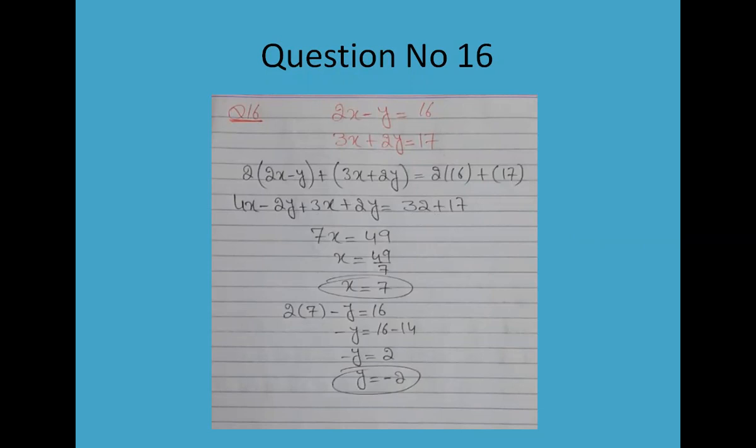So now I will substitute this value into the first equation. In the place of x, I will put 7. So you will have 2 into 7 minus y equals to 16. So you will have minus y equals to 16 minus 14, so you will have 2. So minus y equals to 2. So y will be equals to minus 2. So this is how you will do question number 16.